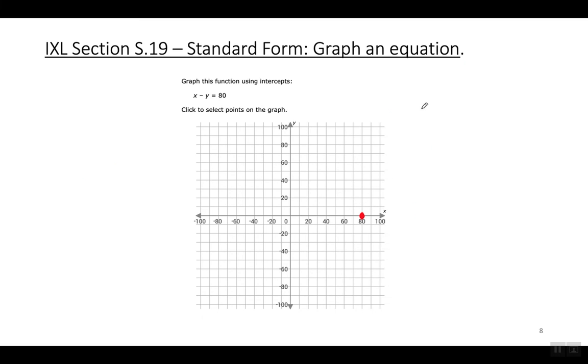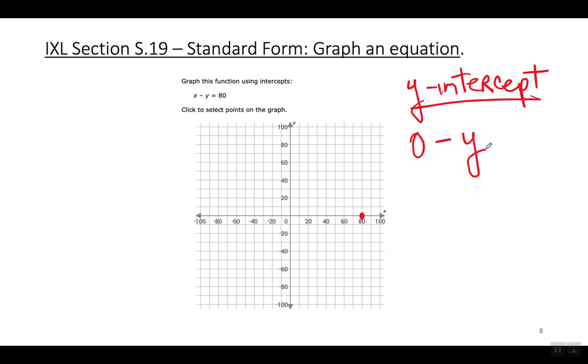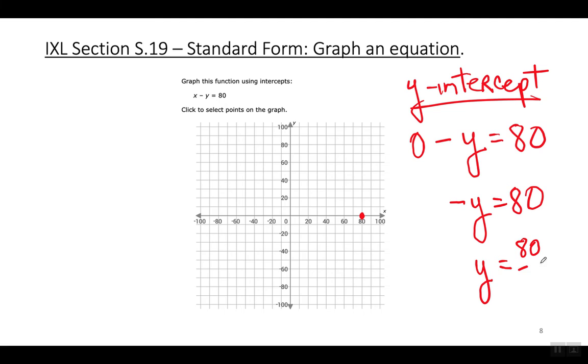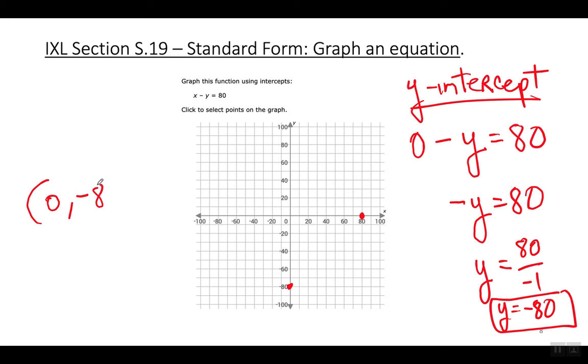And now for the y-intercept, I gotta make x equal to 0. So that's going to give you this. Again, you can imagine an invisible 1 here. So to get rid of that, you could do y equals 80 divided by negative 1. So y equals negative 80. So when x is 0, y is negative 80.